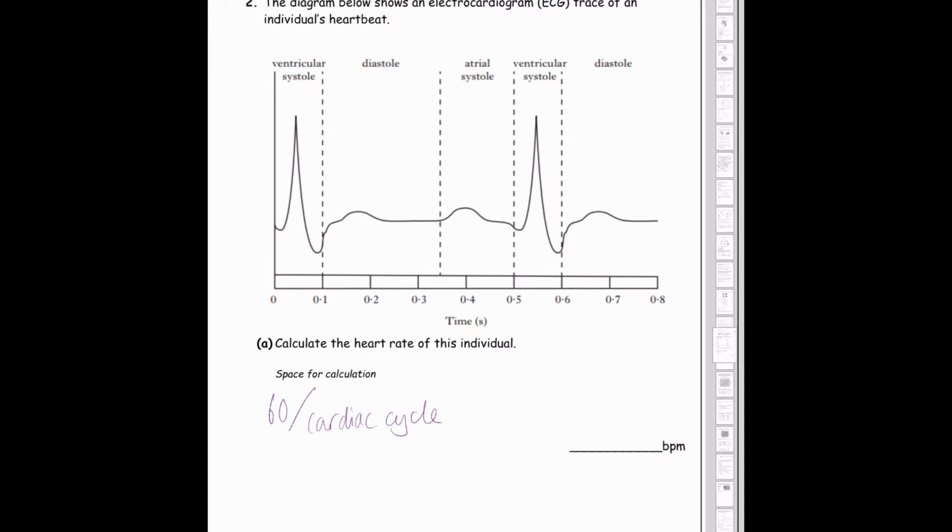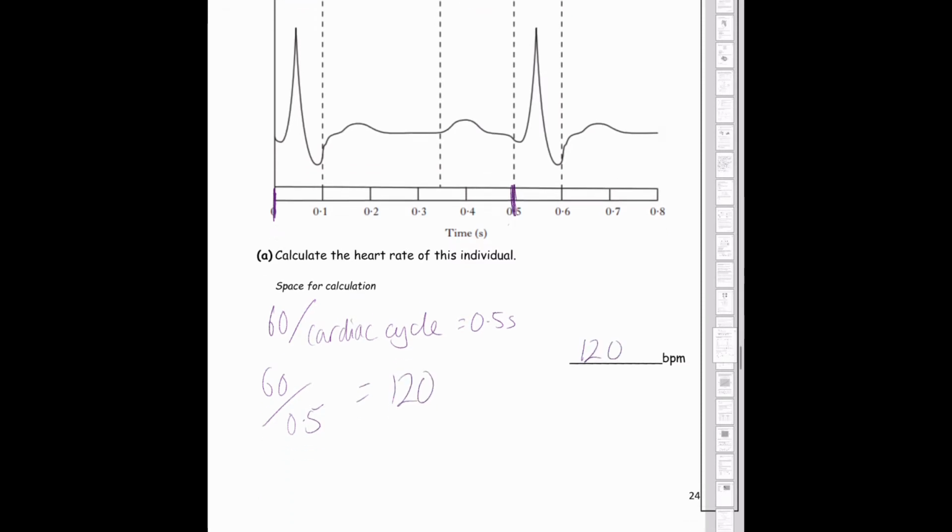I'm just going to go from the start of ventricular systole to the end of atrial systole, just before ventricular systole starts again. So we're going to 0.5. So one cardiac cycle is 0.5 seconds. Okay, so we've got 60 divided by 0.5, which gives us 120. So the answer is 120 beats per minute.